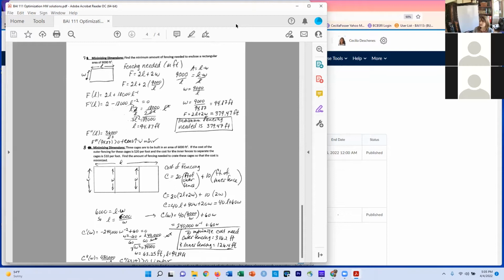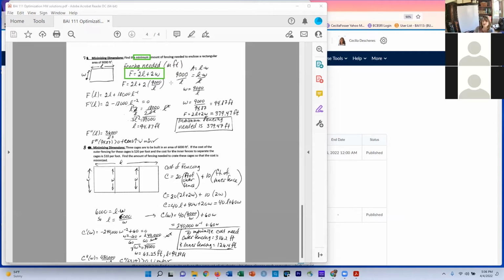All right, so let me see if I can get a little bit of annotation going up here. So that's the formula for the fencing needed. And then it has two variables. And since we want to find the minimum, we're going to have to get the derivative of the fencing, right? So we need to get rid of one of those variables.